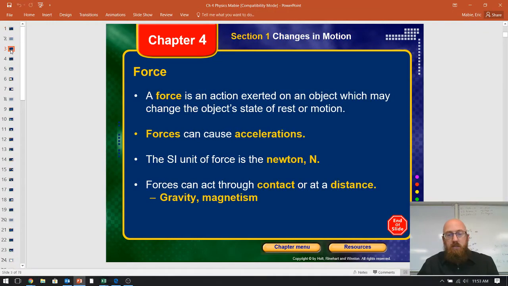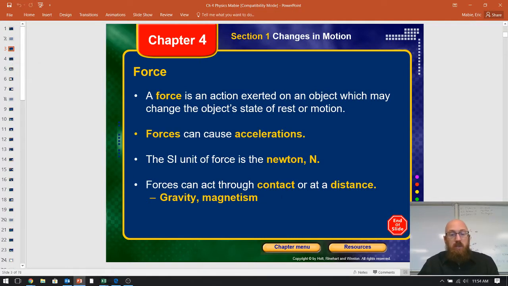All right, change in motion, here we go. So a force, basically any force, can cause a change in motion. In some cases, it's as simple as changing the direction. In other cases, it's stopping it and reversing it. So we'll talk about all of those. Force is measured in newtons, a little different, so we'll talk about what that means.